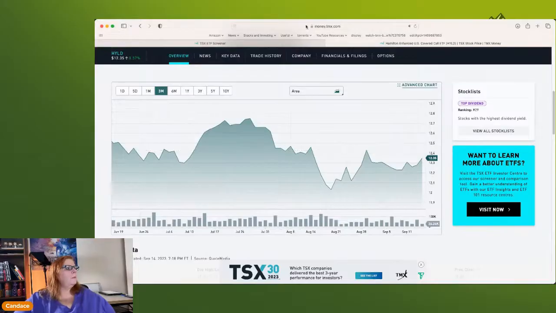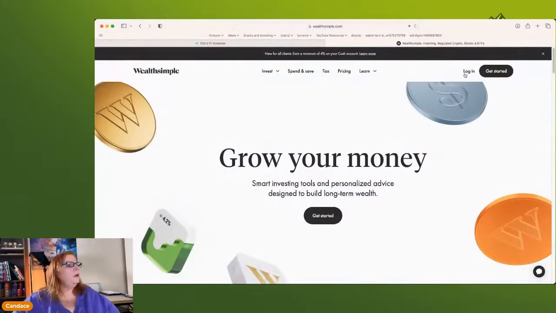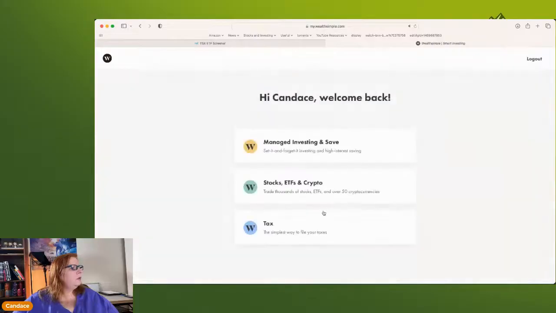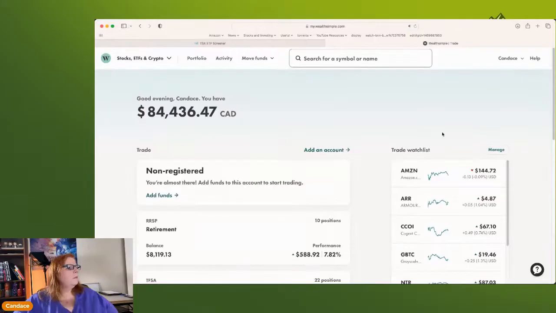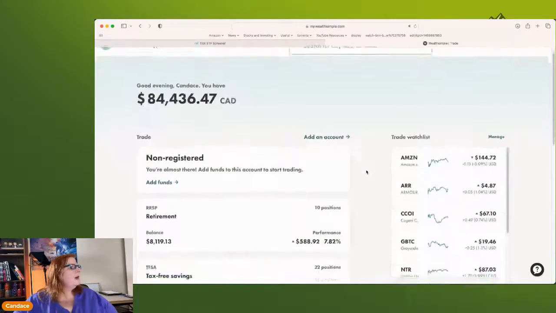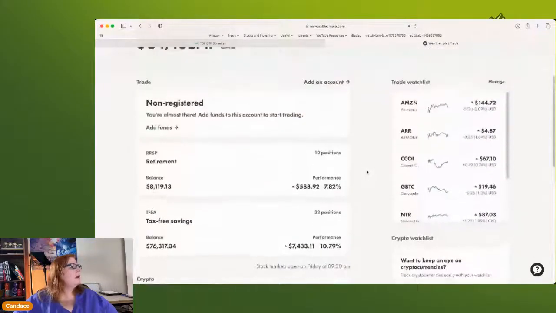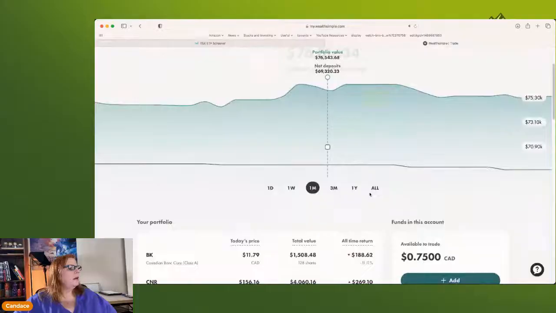Now, I'm gonna pull something up here. We're gonna leave TSX for the moment. I want to go to Wealthsimple. All right, here we go. We're gonna log in, hopefully. There we go. Perfect. So we're gonna go in here. Let's take a look. I'm used to using this one in the app, so you will have to forgive me. We want to go here into the TFSA.